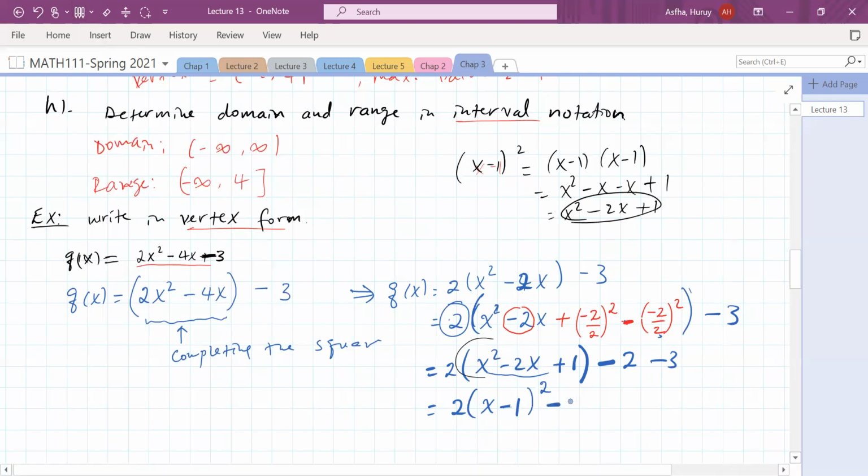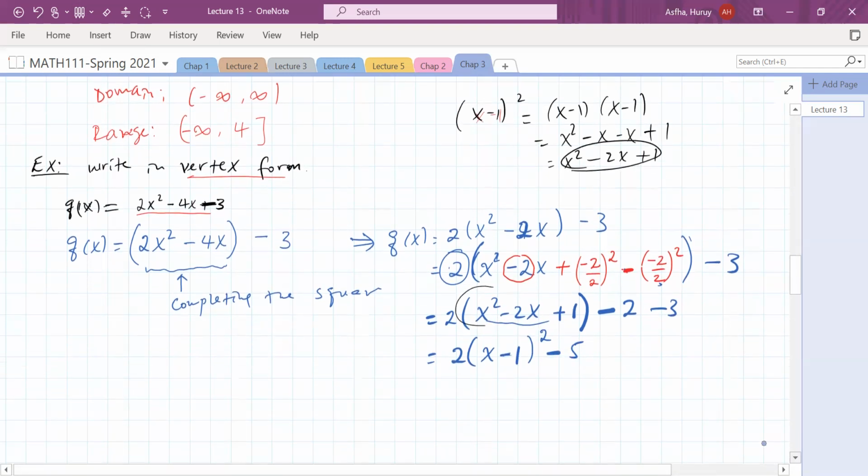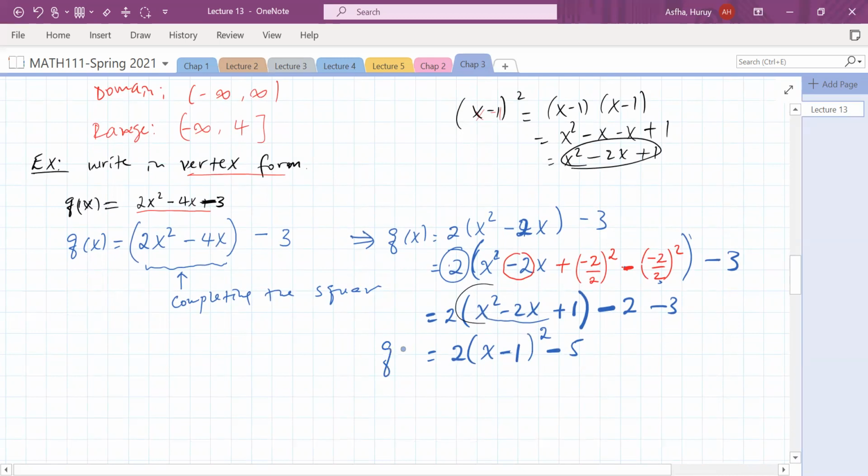And here we have minus 5. And that's it. We have the vertex form of q(x). If we're asked to find the vertex of this graph, then we can say it's (1, -5). For the negative, we don't have any problem; we just pick that because K is by itself. So K is -5, but H is always the opposite. If it is negative, pick positive. If it is positive, pick negative.